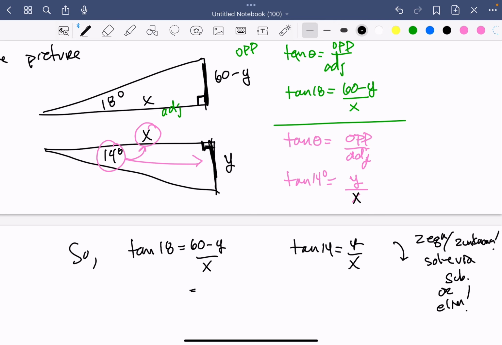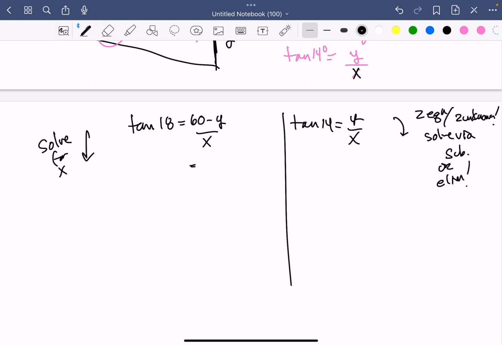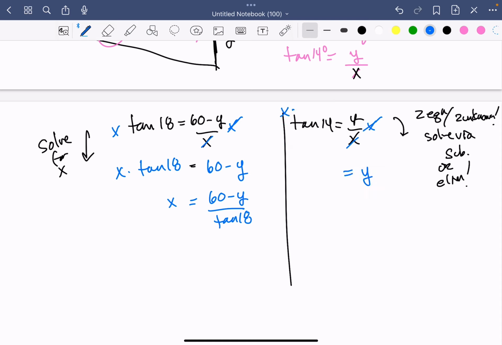I'm going to take this thing and solve for x. So solve for x on both of them, actually. On the one on the left, if I multiply both sides by x, this cancels out and I get 60 minus y is equal to x tan of 18. But that means that x is equal to (60 minus y) over the tangent of 18. Okay? But then over here on the right, if I multiply both sides by x, I get that y is equal to x times the tangent of 14. That means that x is equal to y over the tangent of 14.